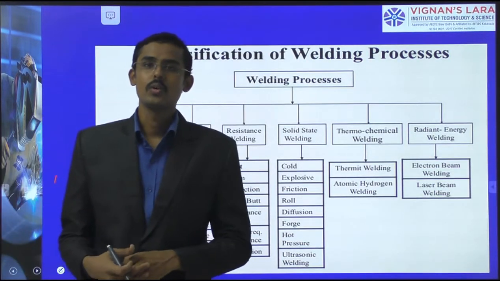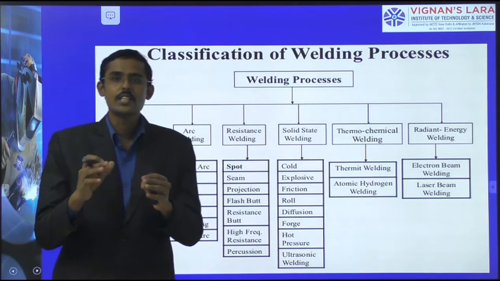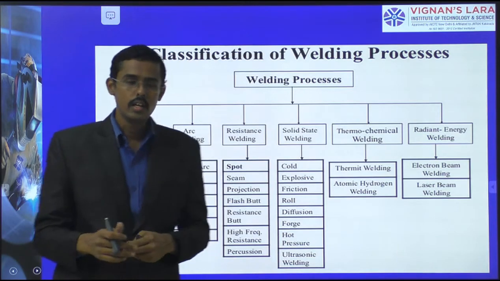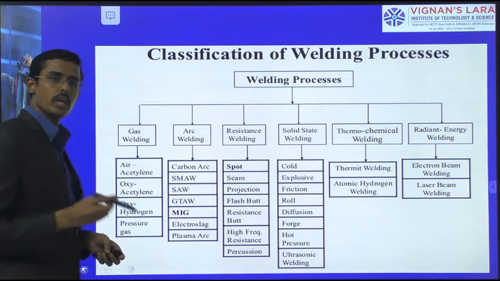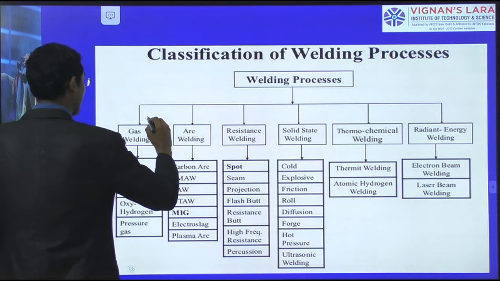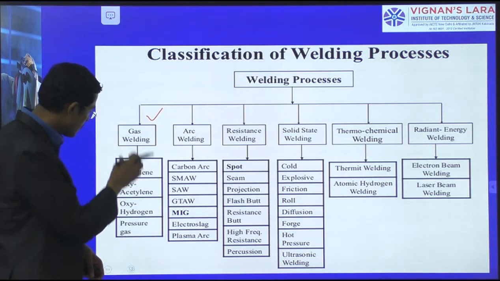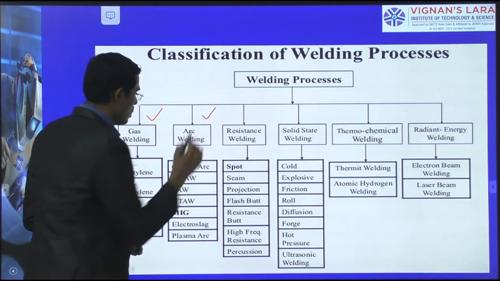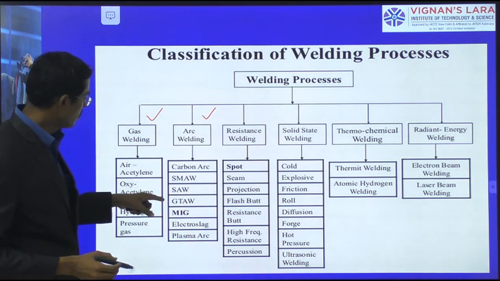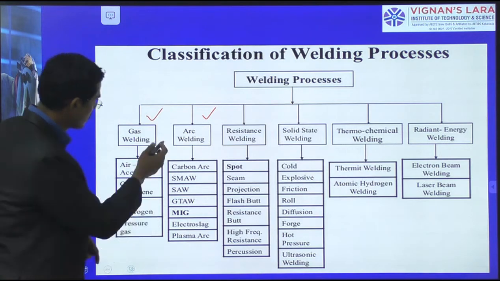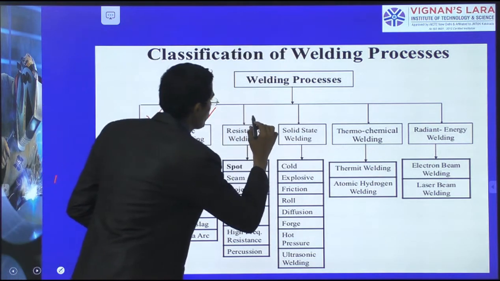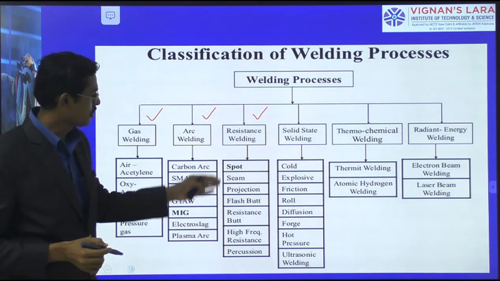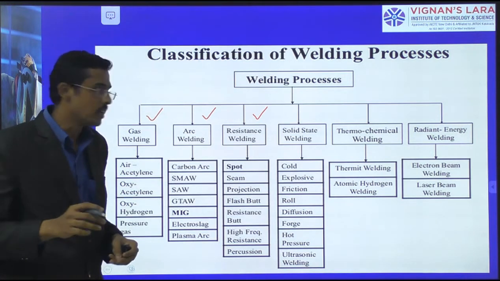In today's class, we are going to see about the solid state welding process of friction welding process. In previous classes, we have already seen about gas welding methods, various techniques of oxidation weldings, and arc welding processes of SMAW, SAW, GTAW, MIG welding, TIG welding. And later we have also seen the resistance welding processes, the various methods of spot welding, seam welding.